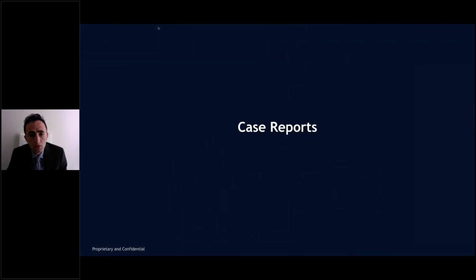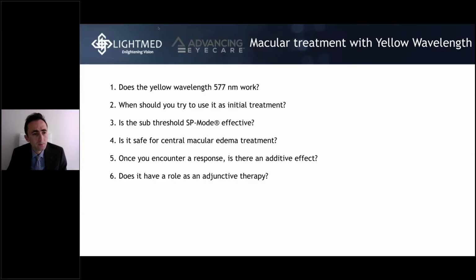So I want to go over a few case reports from my experience using the TruScan laser. And the questions that I want to answer in this part of the presentation are: does the yellow wavelength, 577 nanometer or 561 nanometer, work? And when should you try to use it as your initial treatment? Is the microsecond technology effective? And is it safe for central macular edema treatment?